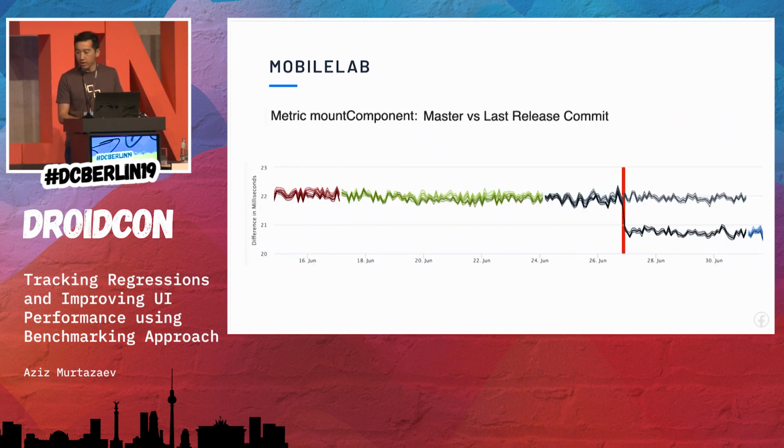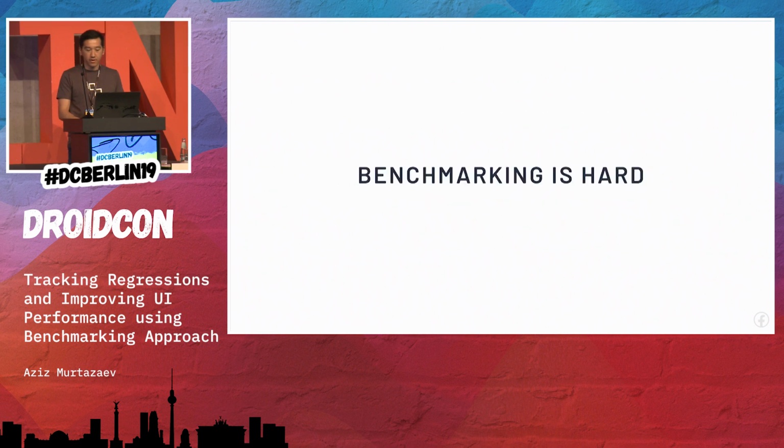Here also you can see different colors, and in the black one, after some point, the darker line went down, which means that the mount component metric went down by more than a millisecond. So yeah, benchmarking is hard.